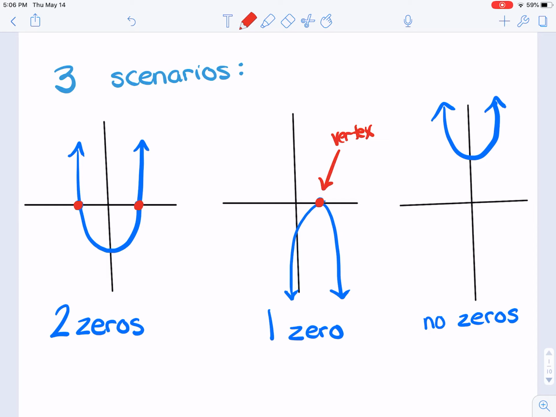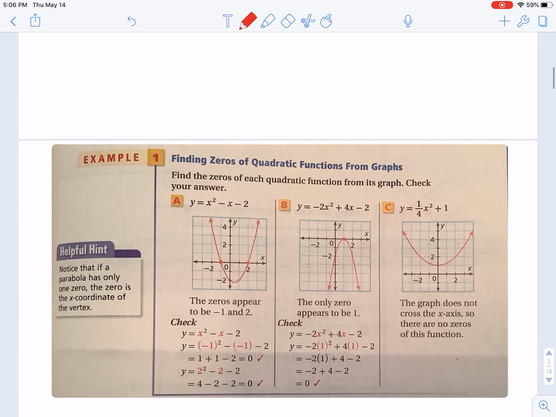Then we have this third situation where it never crosses the x-axis. So there are no zeros. Technically, there are 0 zeros. No one's going to write that, though. The answer is not 0. It's just the fact that they have none. You could also say none. If they were to ask you how many they have, you can say no zeros, or you can say that they have none. So let's take a look at some examples.